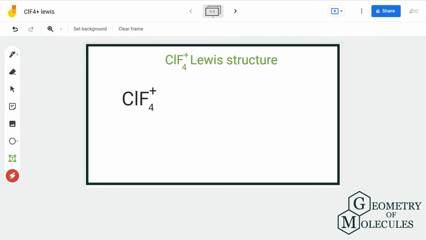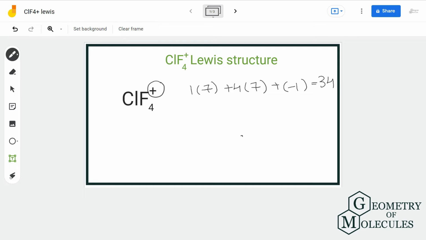In this video, we are going to help you to determine the Lewis structure of ClF4 plus ion. For drawing the Lewis structure, let's count the total number of valence electrons. We have one chlorine atom having 7 valence electrons, 4 fluorine atoms having 7 valence electrons each, and this positive charge represents loss of an additional electron. Now that gives us a total of 34 valence electrons.